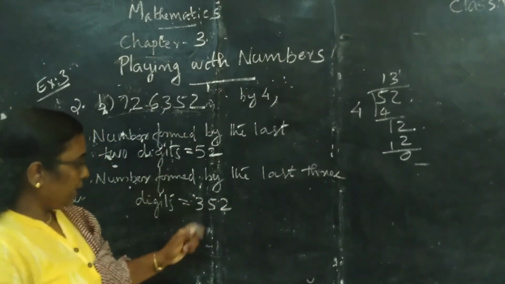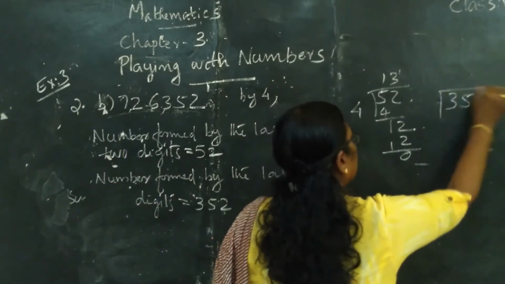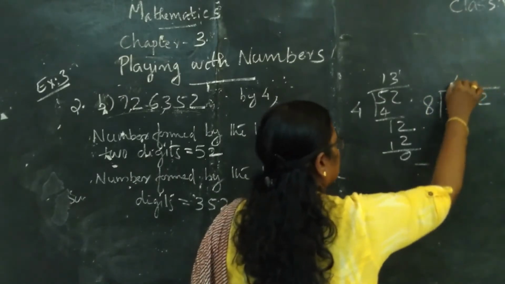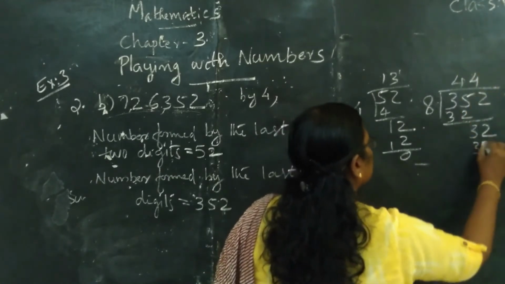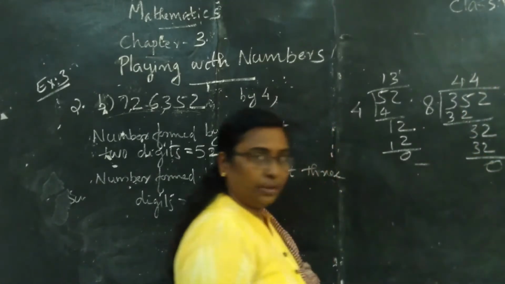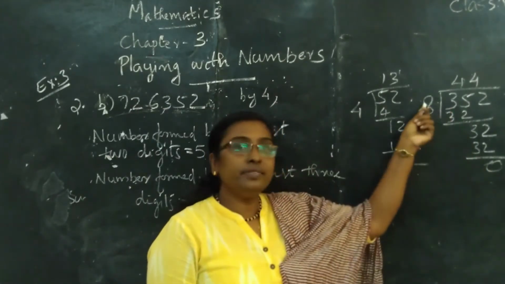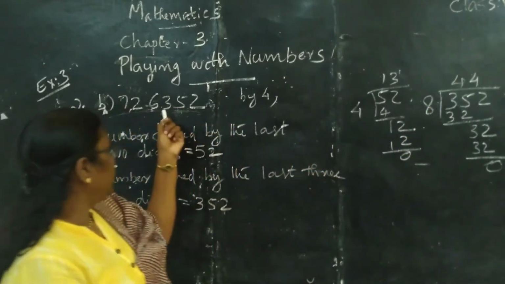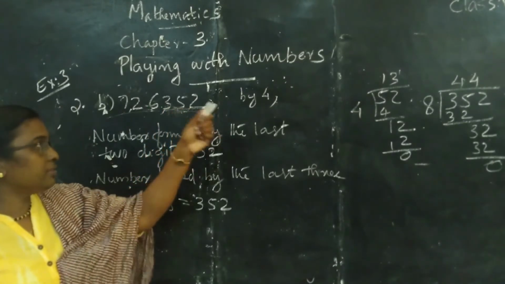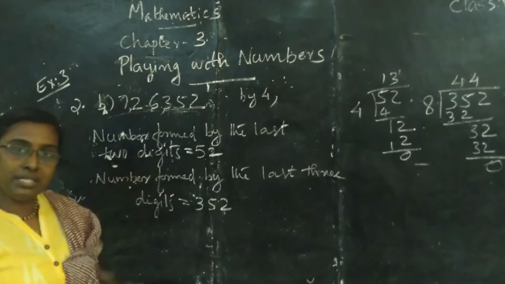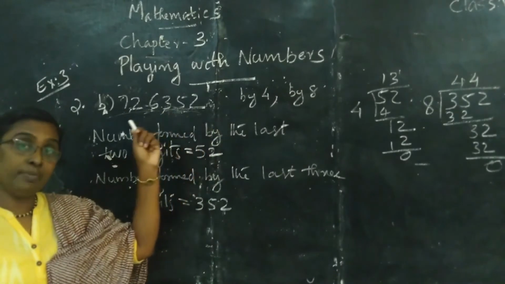352. So, divide 352 by 8. 4 times 8 is 32, remainder is 3, 32. Again 4 times 8 is 32, remainder equal to 0. Here we get the remainder 0. If the remainder is 0, that number is divisible by 8. So 352, the number formed by the last 3 digits, is divisible by 8. Therefore, the given number is divisible by 8. So, this number is divisible by 4 as well as by 8.